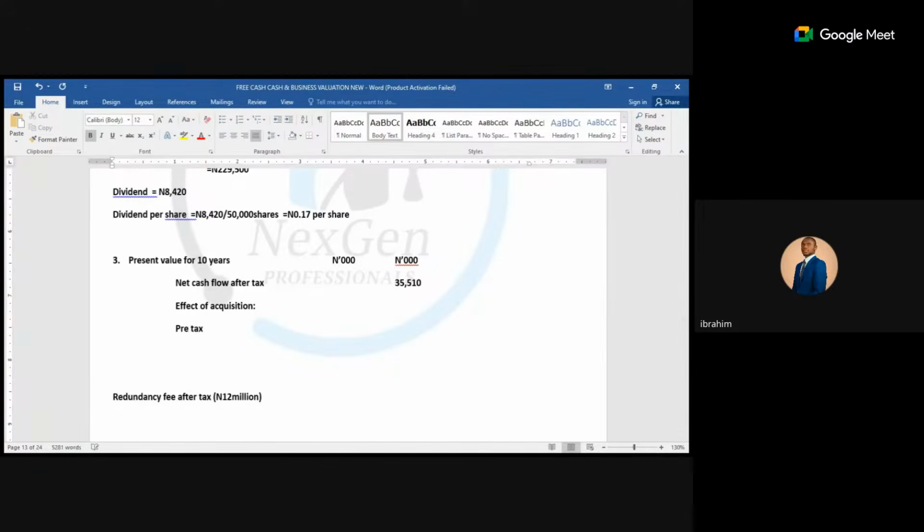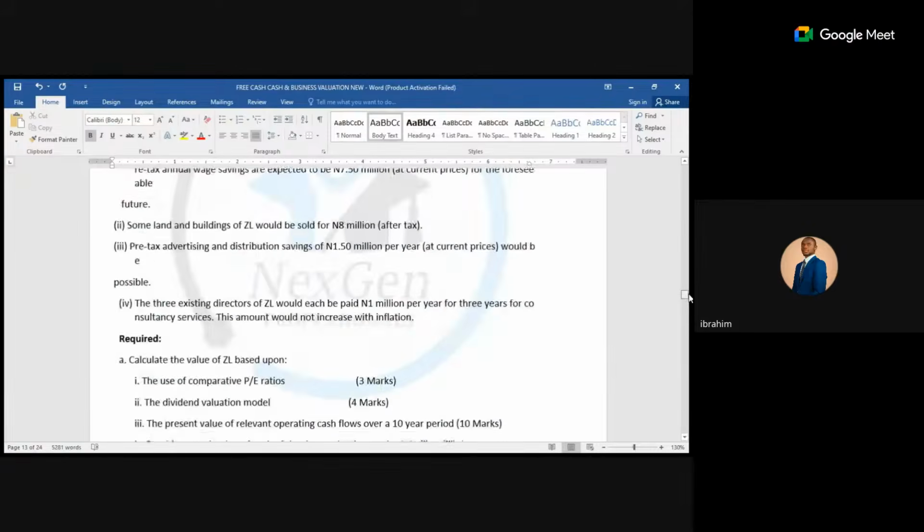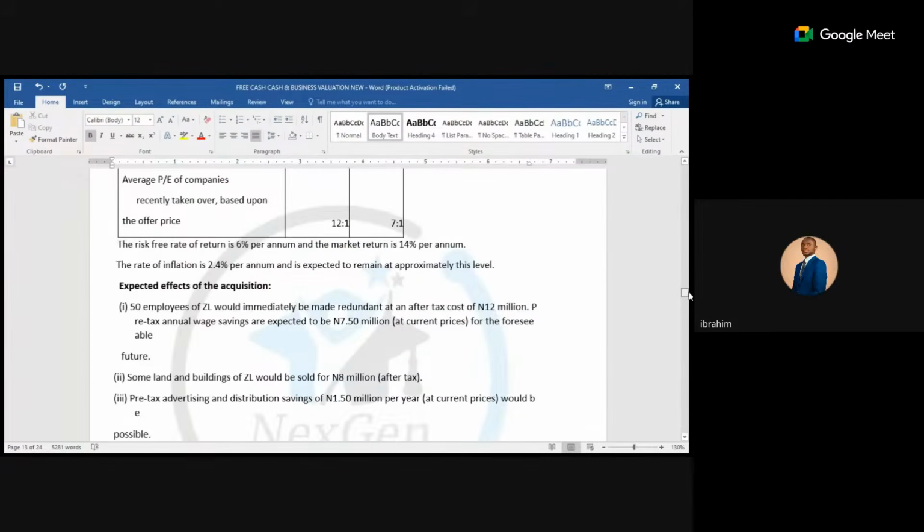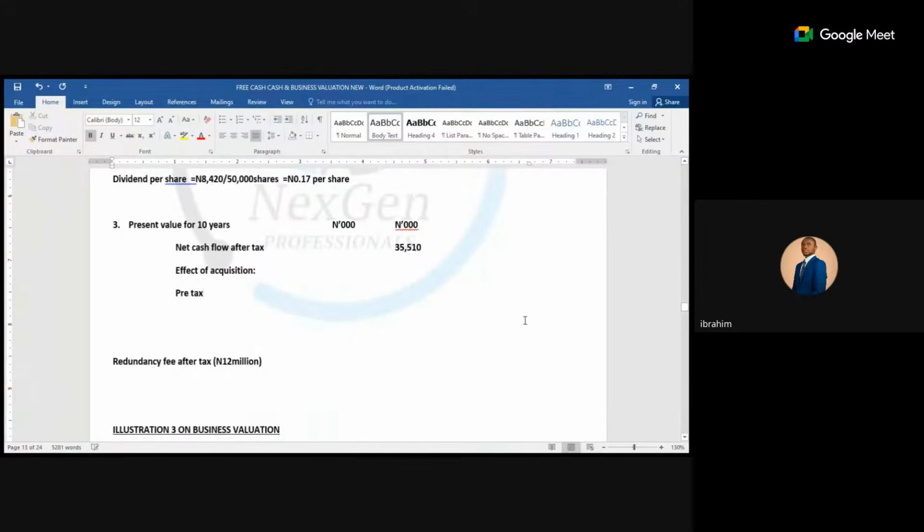Pre-tax what? What is the pre-tax? Pre-tax what class? Pre-tax class, are we still together? Pre-tax wages saved. This pre-tax, right? Annual wages. Annual wages, pre-tax wages saved. Fine. So what do we have here? What is the figure? 7.5 million.